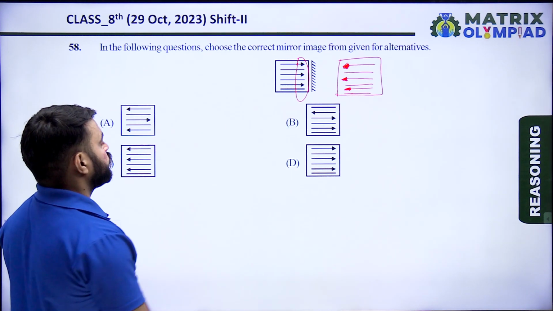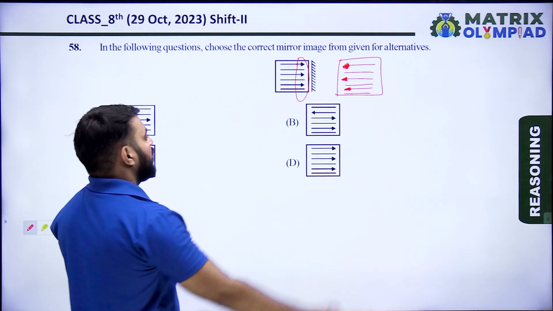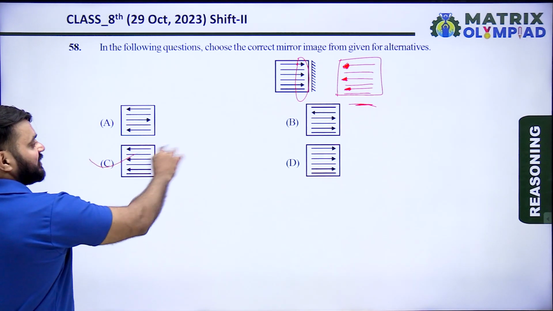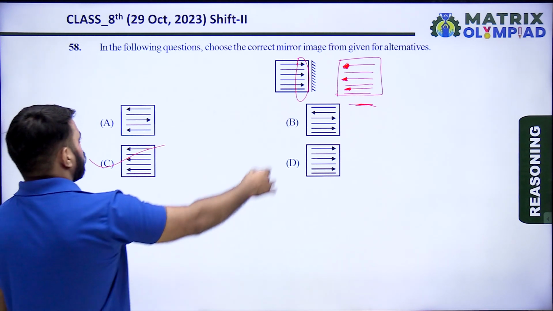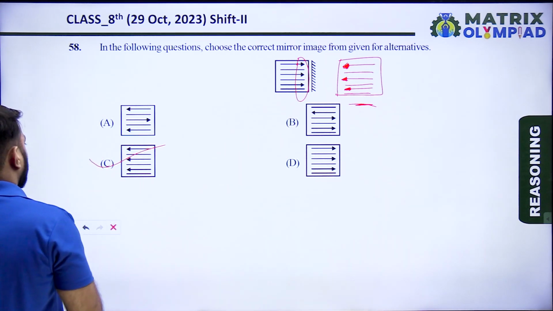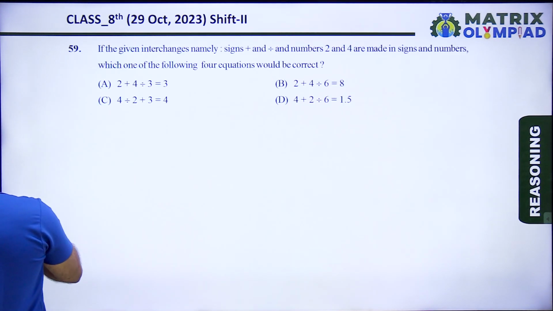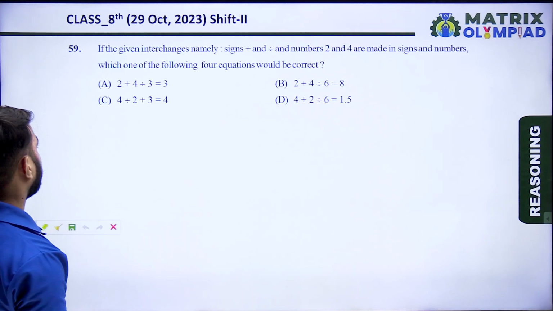So the mirror image of the given figure looks as follows. So here option C is the correct mirror image of the given figure. So option C is the correct answer of this question. So let's move on to the next question. The next question is question number 59.